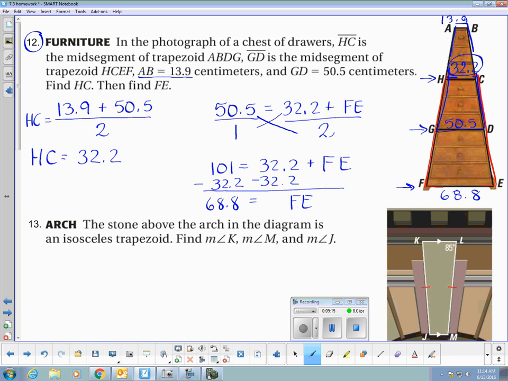Now we're going to check our answer. We're going to add segment HC plus segment FE, divide that by 2, and the answer should be 50.5.